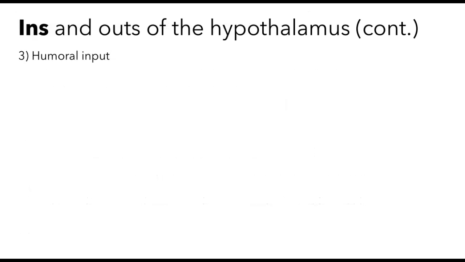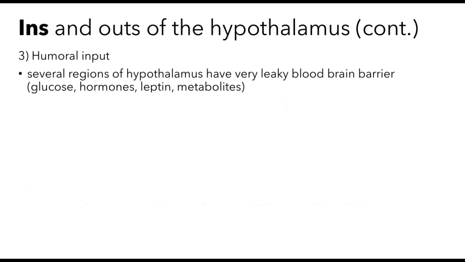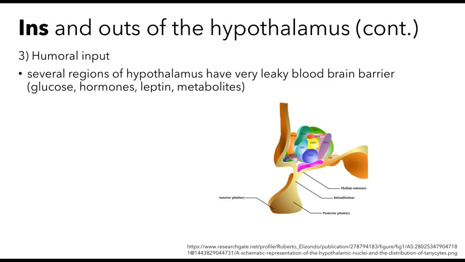There's also humoral input into the hypothalamus. And what I want you to know here is that several regions of the hypothalamus have very leaky blood-brain barriers, allowing things like glucose and hormones and leptin and metabolites access to the cells in that part of the hypothalamus. One example of this occurs here.